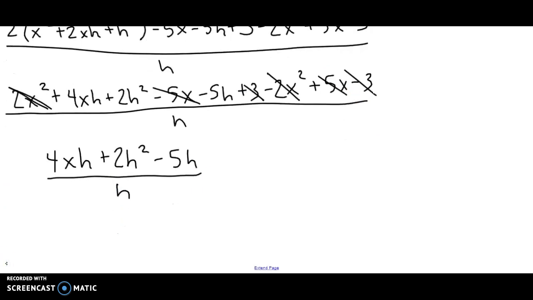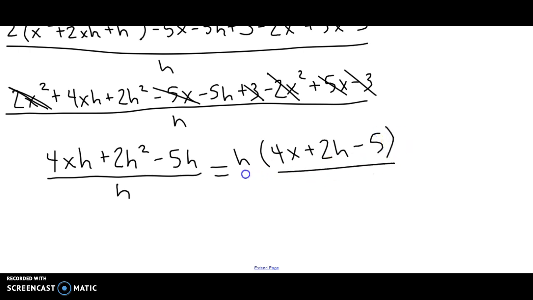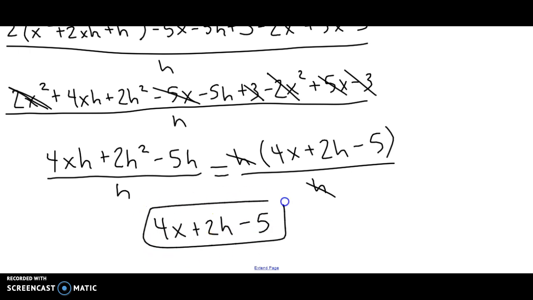So when I look at the numerator at the top here, the GCF between all three of these terms is h. So I'm going to factor out an h here. I'm left with just 4x plus 2h minus 5, all over h. Well, these h's can cancel, and I'm left with 4x plus 2h minus 5. And that is my simplified version of the difference quotient.